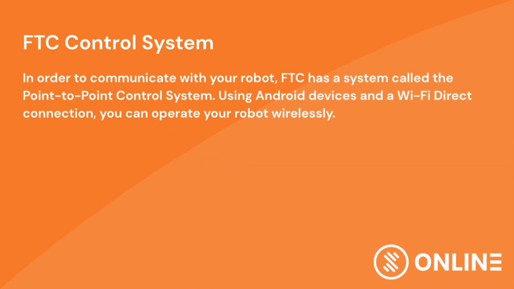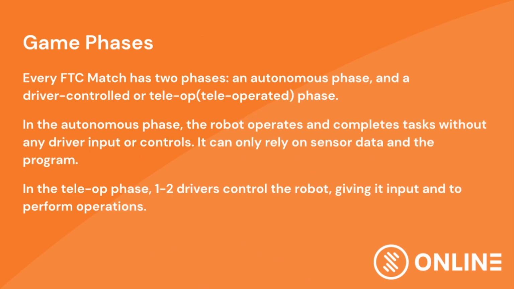So right now, we're actually going to talk about the FTC control system. The FTC control system is a method of communicating with a robot. To communicate with your robot, FTC has a system called the point-to-point control system. You have Android devices and a Wi-Fi direct connection, and you can operate your robot wirelessly. We're going to talk about that a little bit later.